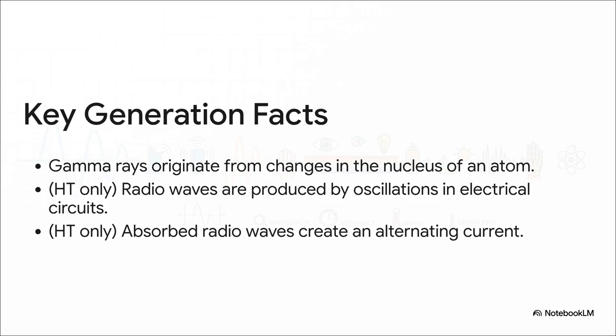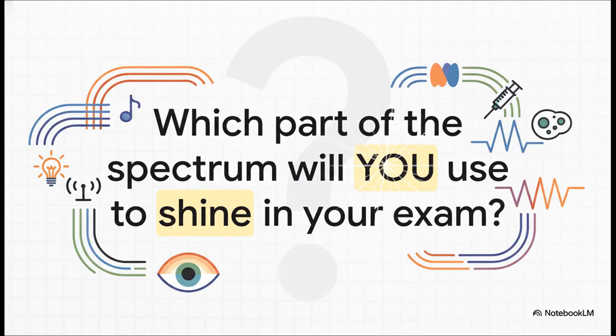And finally, where do these waves actually come from? Well, gamma rays are born from changes happening deep inside the nucleus of an atom. And for you higher tier students, you also need to know that radio waves are made by wiggling electrons around in electrical circuits. And what's really neat is that process works in reverse. When an aerial absorbs radio waves, it creates a tiny alternating current inside it that has the exact same frequency as the wave.